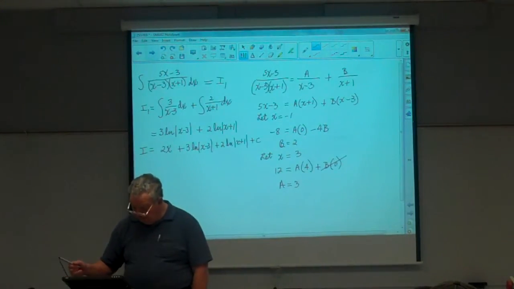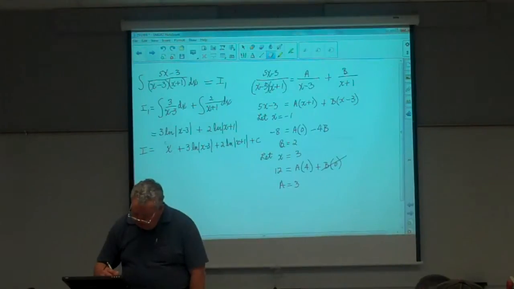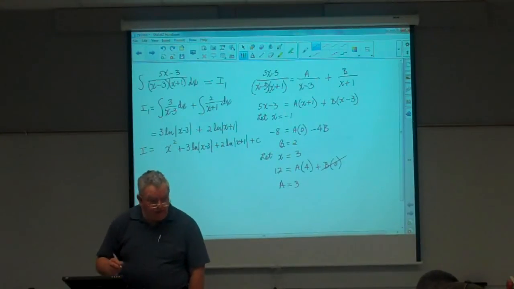That 2x should be an x squared. We integrated to get it. You take the integral after long division. Yeah, it's x squared. 2x at the beginning is x squared. Oh, I was doing it by memory, and I remembered wrong. X squared, thank you.